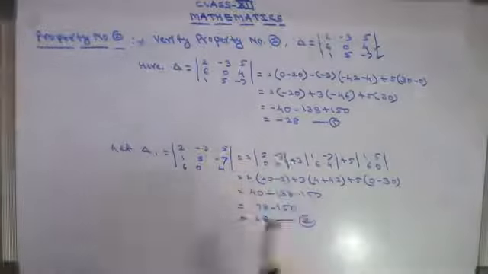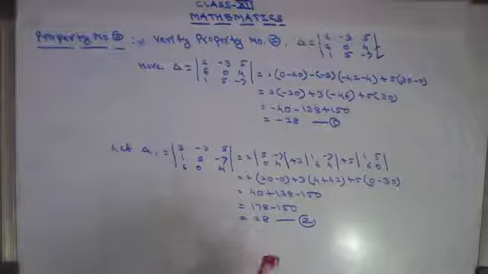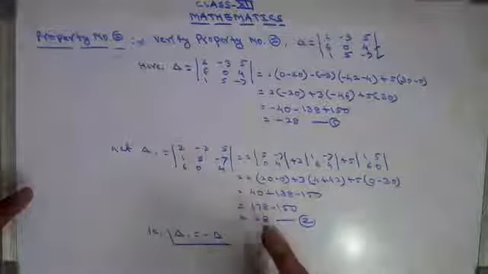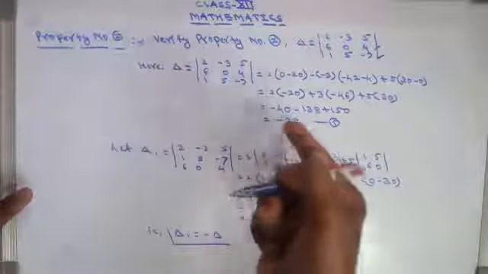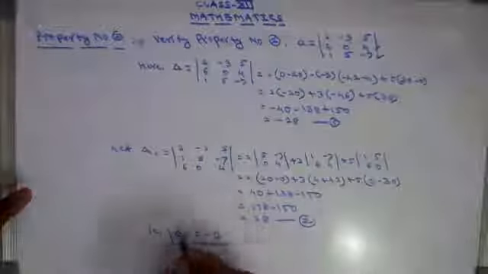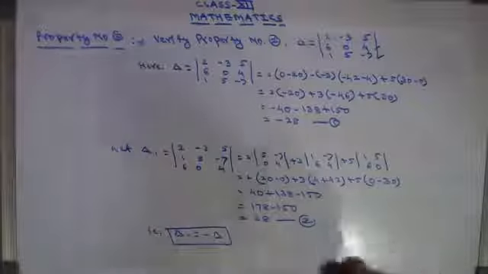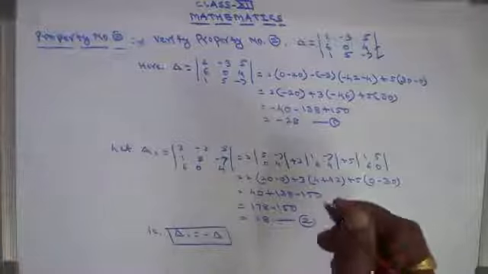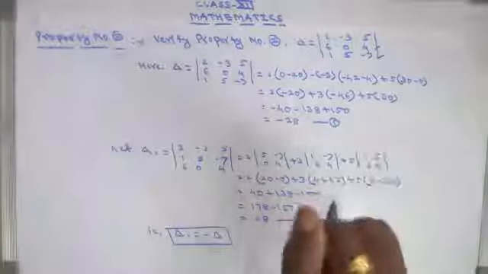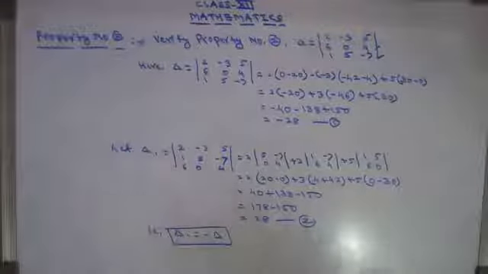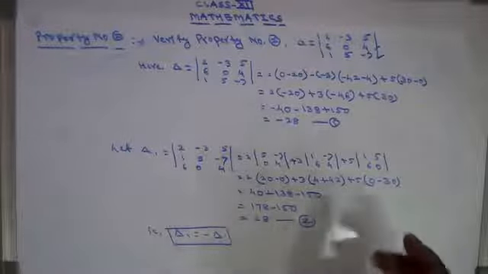Here it is minus 28, whereas this is plus 28. It means delta 1 is equal to minus of delta. This 28 is minus of minus 28, so then it will be equal. So if we interchange any two rows or any two columns of a determinant, then the sign of the determinant changes. This is property number 2. Okay, so thank you. Next property we'll see.